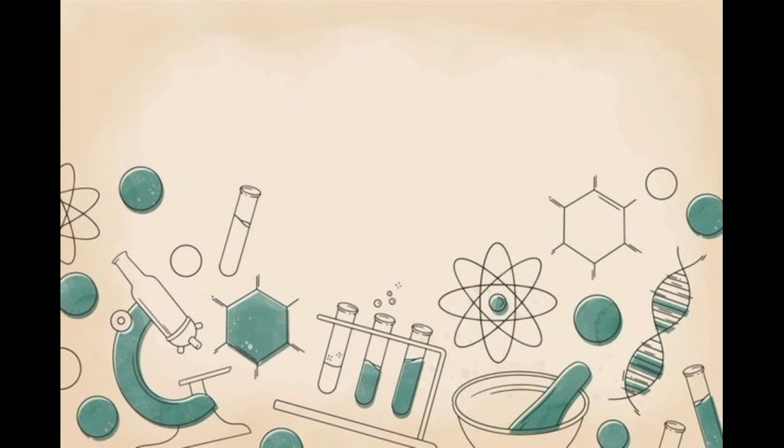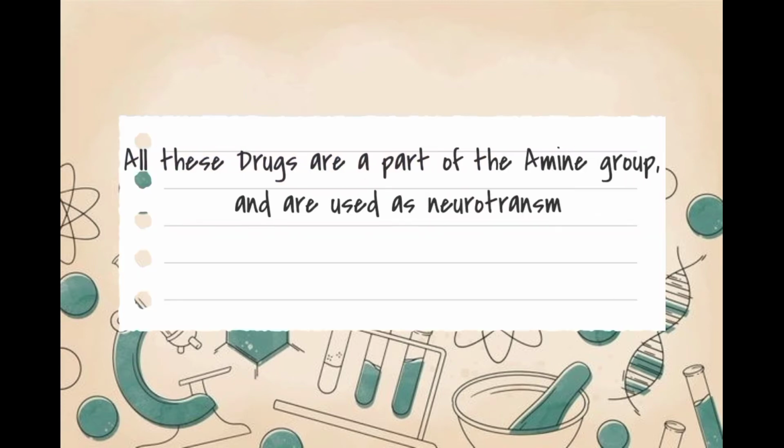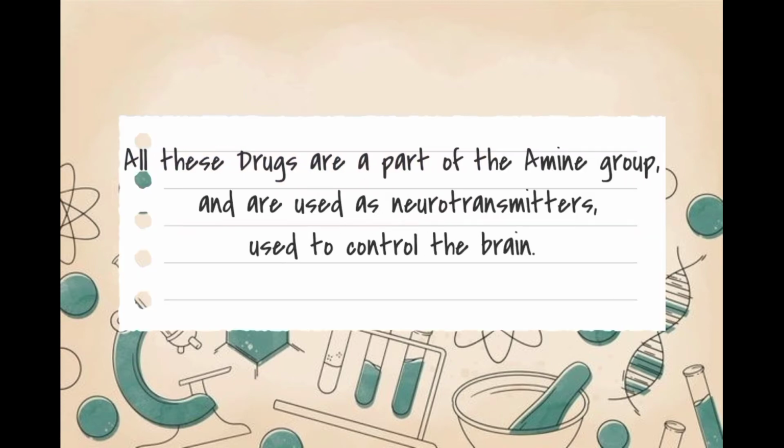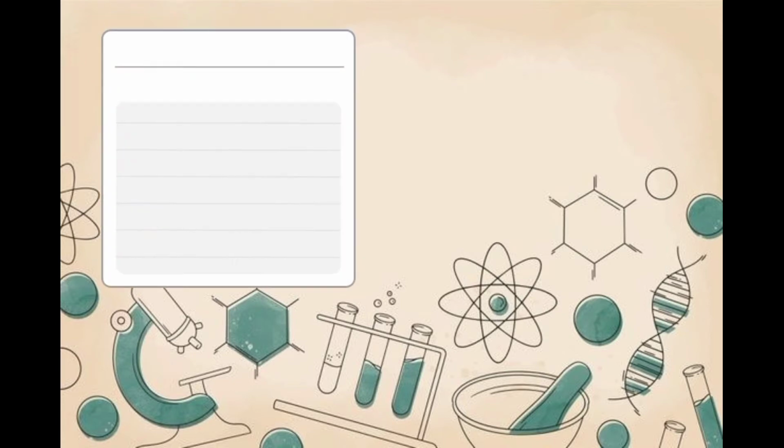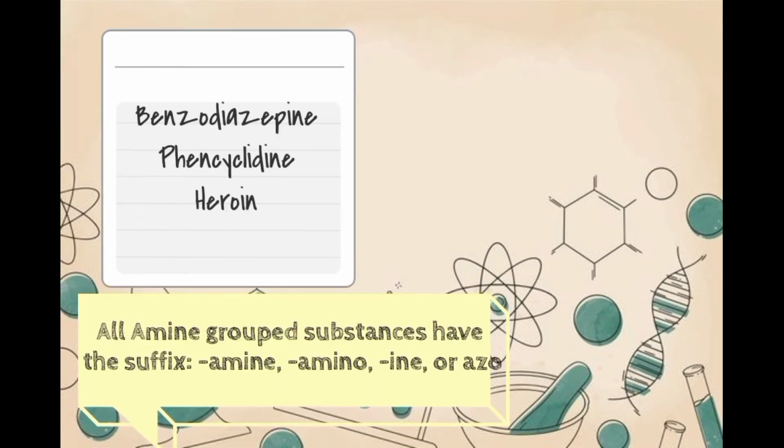Now, if you realize that all of these drugs are very similar and also have almost the same purpose, you're not wrong because all of these drugs are part of the amine group and are used as neurotransmitters to control the brain. All amine group substances have the suffix amine, amino, ine, or azo. It is because it gives them the same parent cell and the same purpose.